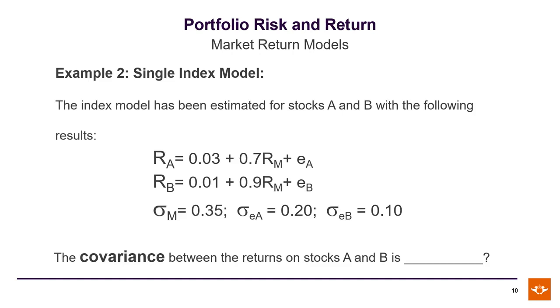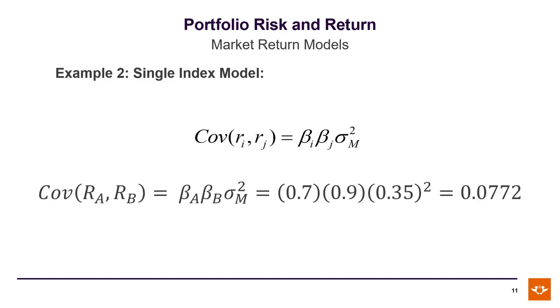This is another example where we're finding the covariance between two stocks A and B. And our covariance is 0.0772. And what we've noted about our covariance is it tells us how the returns on these two shares move together. They're actually positively related to one another. That means they move in the same direction.